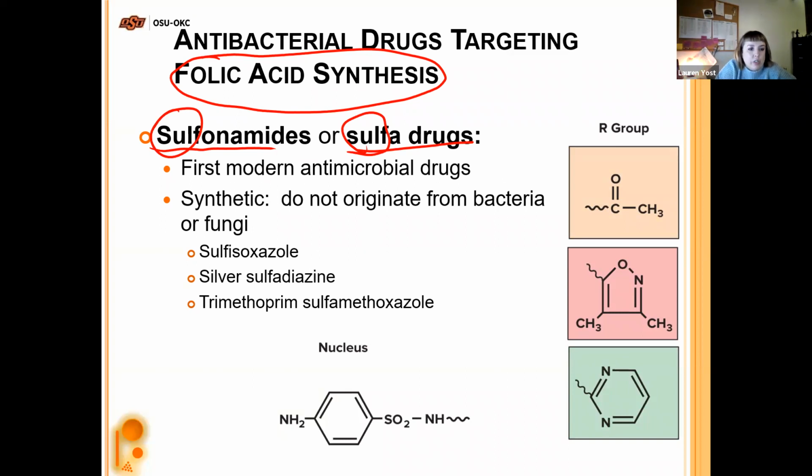This includes sulfisoxazole. I'm really bad with words in general. It's hard for me to talk sometimes. So speaking these words is just excruciating.